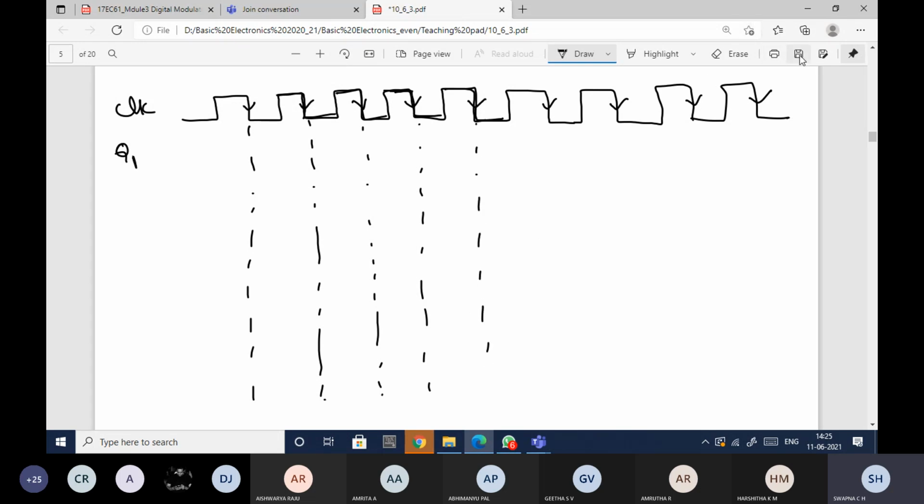Okay, fine. Let me not draw this because the next one will be different. Only for the first one this will be applied. It will not be applied for everything, all the outputs.